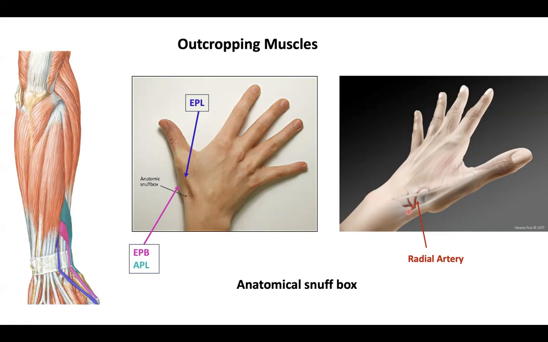And the main content of this depression is radial artery. So radial artery crosses this depression. It runs obliquely in this depression. So we can feel the pulse of radial artery at the anatomical snuff box or at the radial fossa. So the outcropping muscles, when we fully extend our thumb, they will bound a depression, which is known as anatomical snuff box.